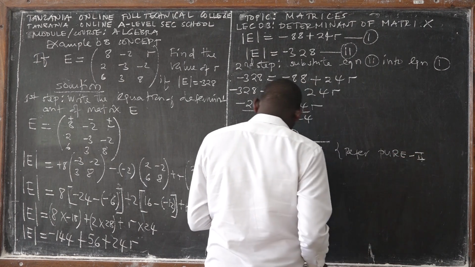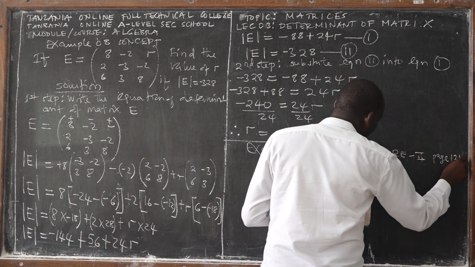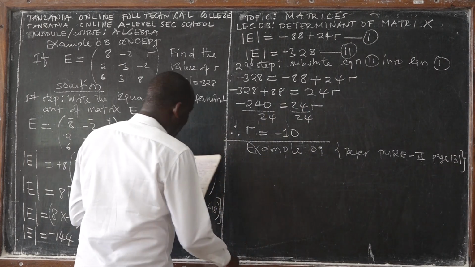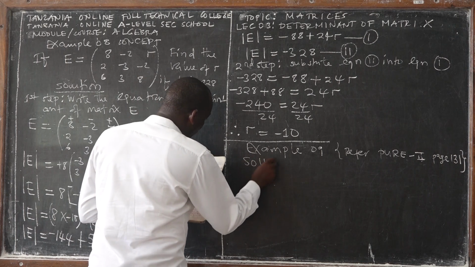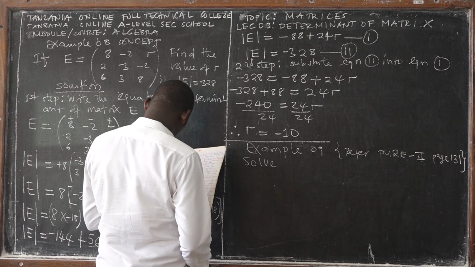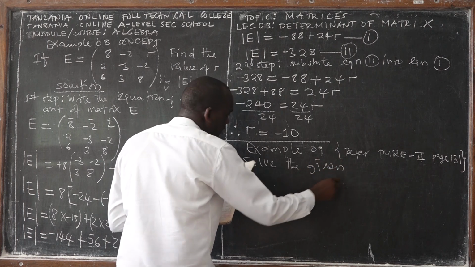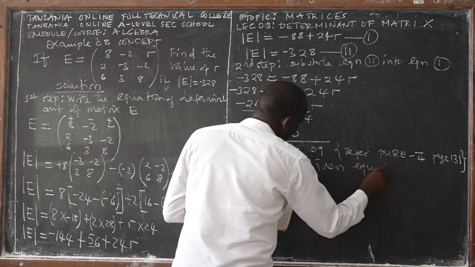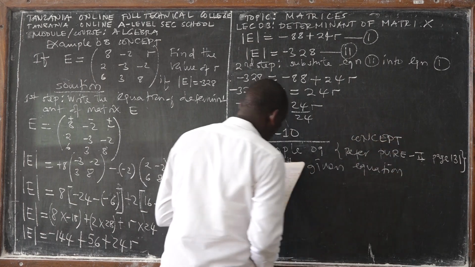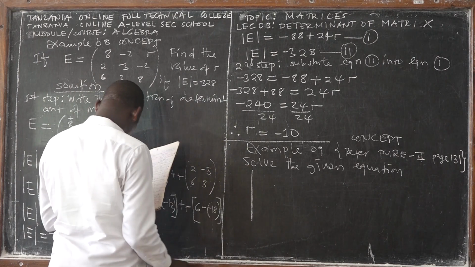This question is on page 131. Page 131. The question tells you to solve the given equation. First of all, write that it's a conceptual question. Solve the given equation. And this is the given equation.